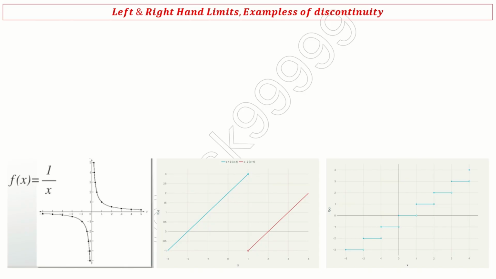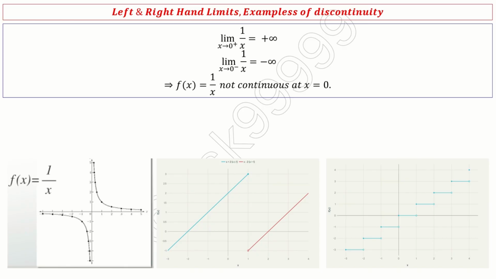Some more examples we'll see. Why is 1 by x not continuous? If you see, limit x tends to 0 plus of 1 by x is plus infinity, that is the RHL, and the LHL is minus infinity. So f of x equal to 1 by x is not continuous because LHL is not equal to RHL, so the limit does not exist first of all.